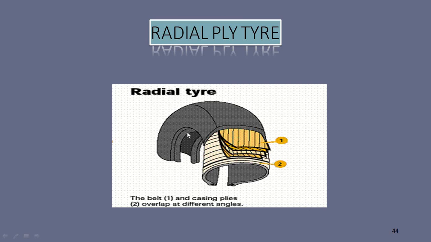The image shows the radial ply tire, with the number of layers provided, and the casing. The first shows the casing plies, and the second shows the overlap of plies at different angles in the radial way.